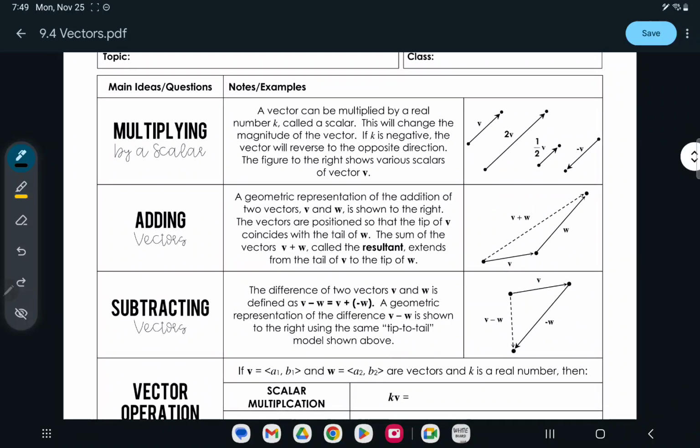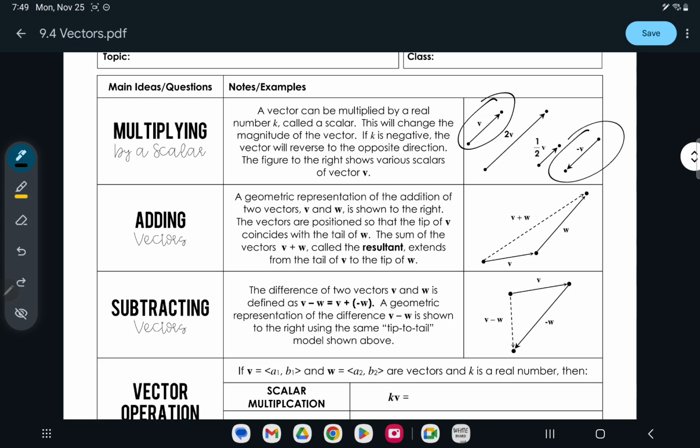We can do some operations with vectors. We can multiply it by a scalar. So all that means is we can multiply by a number. So it's going to change the magnitude of the vector. If k, being just some number we multiply by, is negative, the vector will reverse and go the opposite direction. So here's one vector. If we multiply it by 2, we're getting larger. If we multiply it by 1/2, getting smaller. And if we multiply it by a negative, it changes the direction.